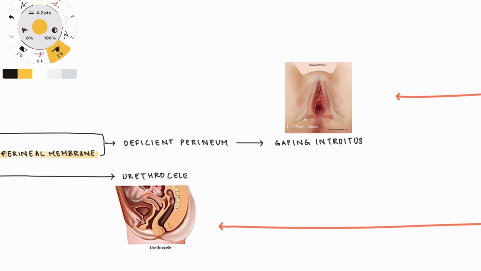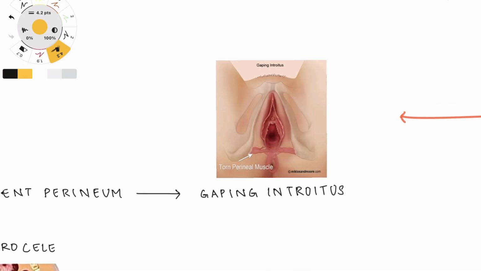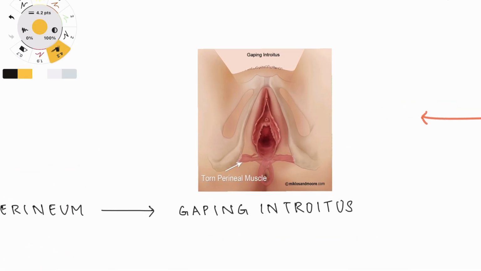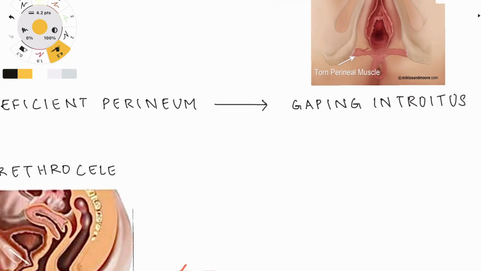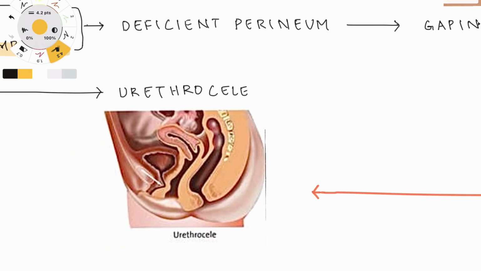If the level 3 supports are damaged, the consequences which we can expect are the deficient perineum, which leads to gaping introitus. Gaping introitus is the laxity of the vaginal wall, which you can see in this image. And urethrocele, which is the descent of urethra.